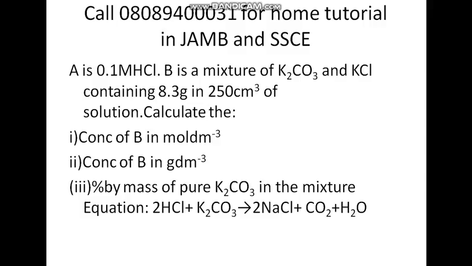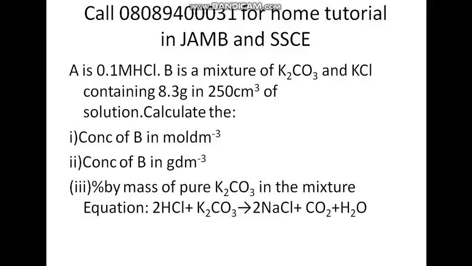Therefore, the concentration of B in mole per dm cube for the pure K2CO3 can only be calculated using Ca times Va divided by Cb times Vb equal to Na divided by Nb. Similarly, the concentration of B in gram per dm cube, which is for the pure K2CO3, has to be calculated using concentration of B in mole per dm cube multiplied by molar mass of B.